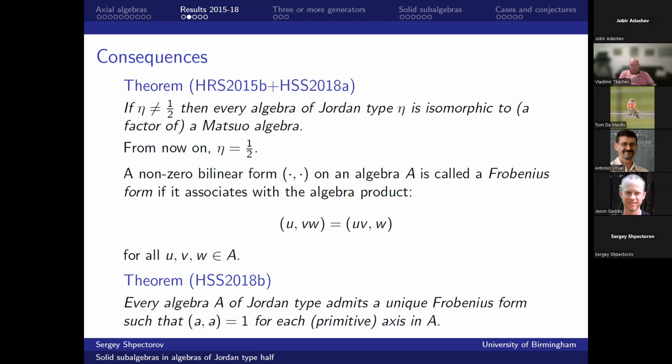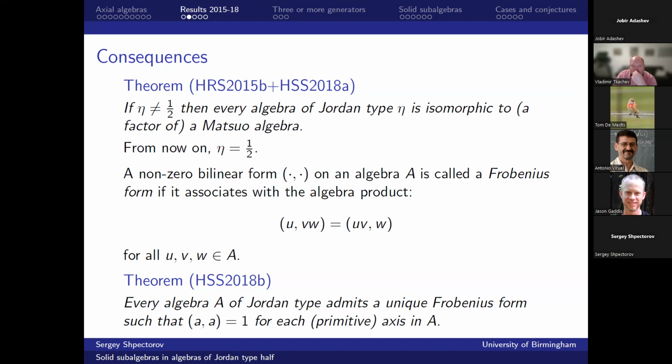Okay, what are the consequences of this? In the same paper, with some correction later, if eta is not a half, then every algebra of Jordan type eta is in fact isomorphic to a Matsuo algebra or a factor. And so in this case, the conjecture is proven. That's exactly the claim of the conjecture.